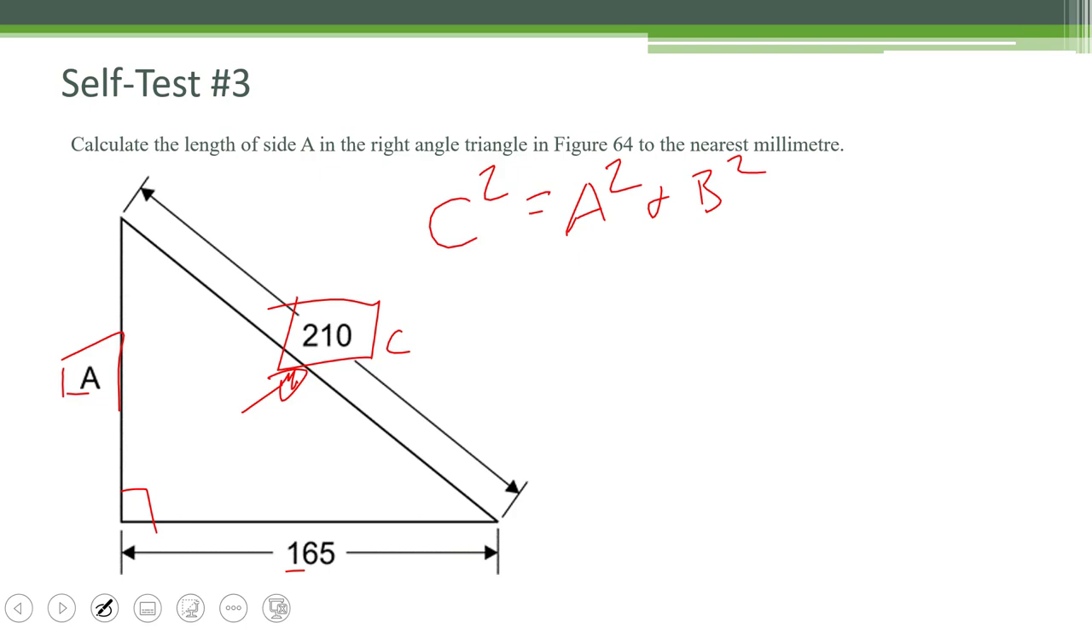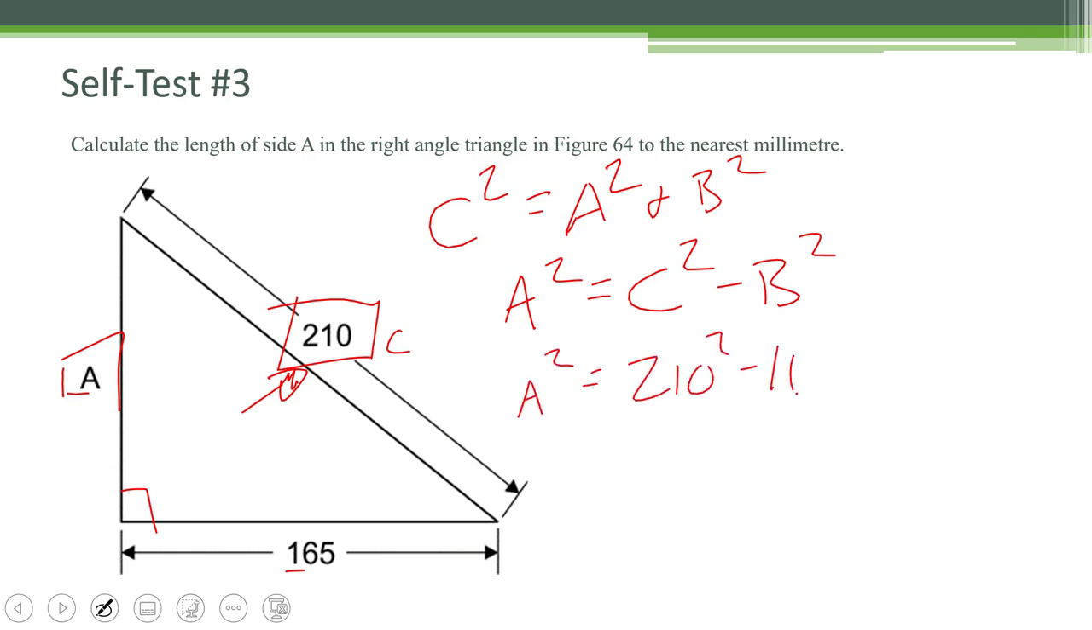But I'm not looking for c. I'm trying to find a, so I have to rejig the formula. And I get a squared is equal to c squared minus b squared. Okay, so I can go a squared is equal to 210 squared minus 165 squared. Okay, so I just go 210 squared minus 165 squared. Don't forget to push equals and shift that squared button to get yourself the square root. And you should get 129.9 nearest to mil. We'll just go 130 millimeters.